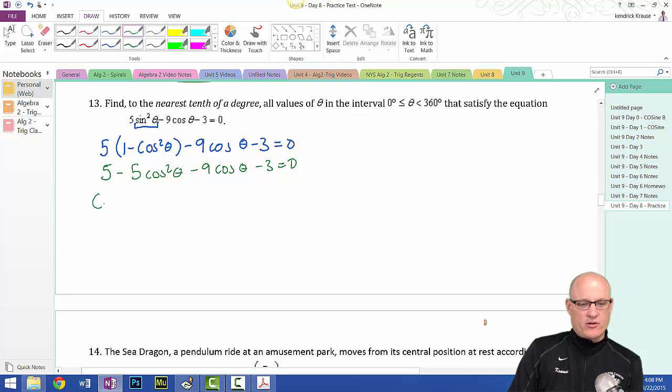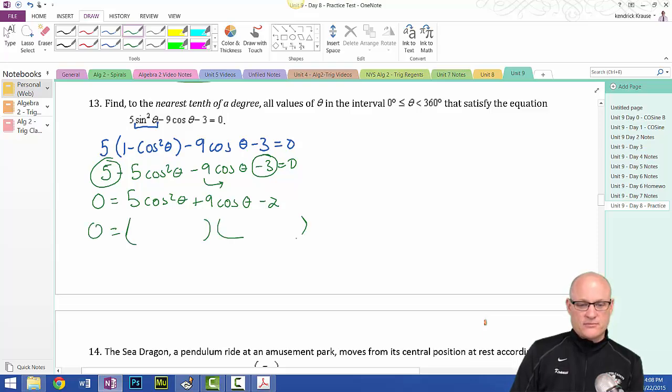All of this stuff needs to go to the right side. So I'm going to make this 5 cosine squared theta. When this one goes over, it becomes positive 9 cosine theta. And let's see if I can not screw this up. 5 minus 3 is positive 2, but when it comes to the right side, it becomes negative 2. Factoring doesn't look too bad, because 5 times 2 is 10, and that's really close to 9. So 5 cosine theta and cosine theta, and I'll put the 2 here and the 1 here. This is going to be minus. This will be plus.